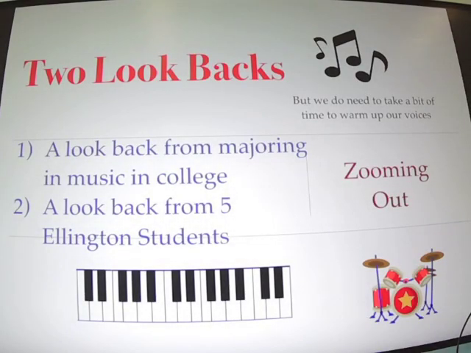Today in class, we're going to take two look backs. The first one, a short one, is going to just be me talking about what it's like to major in music in college. I'm a special expert on that because not only did I major in music in college, but I taught music in college for about 25 years.